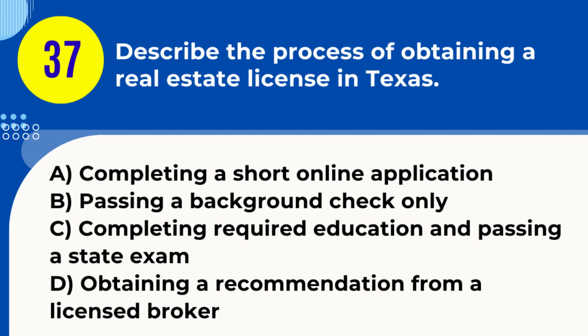Question 37. Describe the process of obtaining a real estate license in Texas. A. Completing a short online application. B. Passing a background check only. C. Completing required education and passing a state exam. D. Obtaining a recommendation from a licensed broker. Answer: C. Completing required education and passing a state exam.